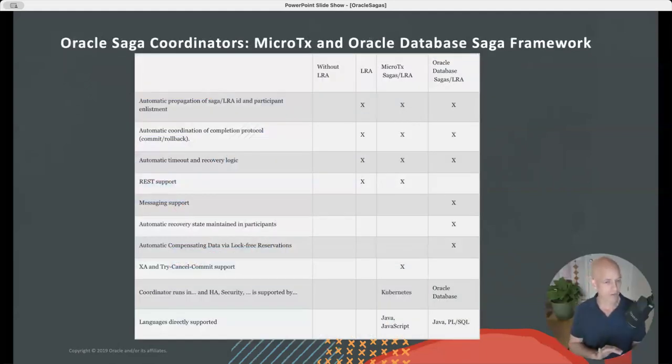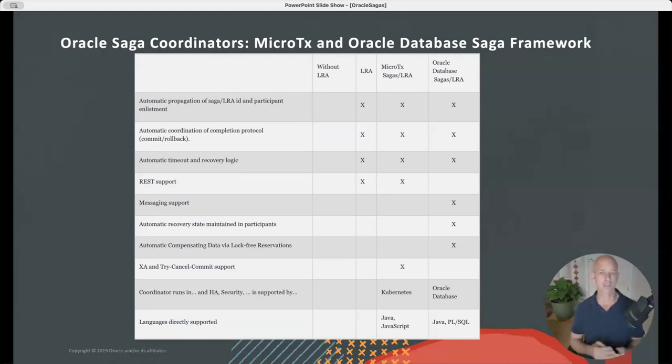So first thing I want to mention is that Oracle actually has two Saga coordinator products, and they have different features, both extremely powerful, but you see with the different features how you may want to use one or the other. So I just want to remove confusion, because in all of my Saga blogs, I have talked about both frameworks before, but in my previous Saga blog, I was talking about MicroTX. And in this one, I'm talking about the Oracle Database Saga framework.